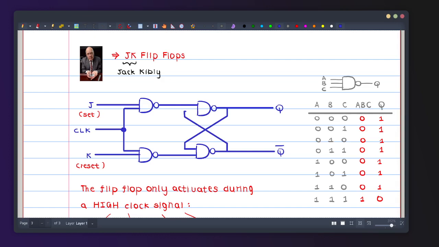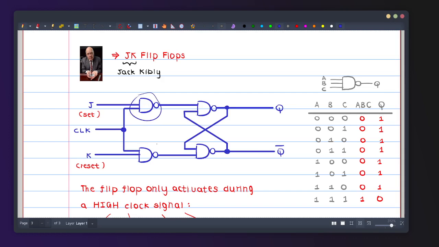So this part of the SR or JK flip-flop is basically the same as the SR latch, or the SR flip-flop. Let me demarcate these junctions with circles as well. And then you might wonder, okay, is that enough? Not really. There's just one more step.